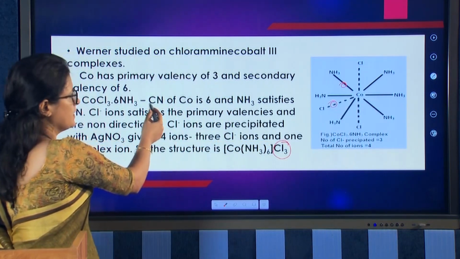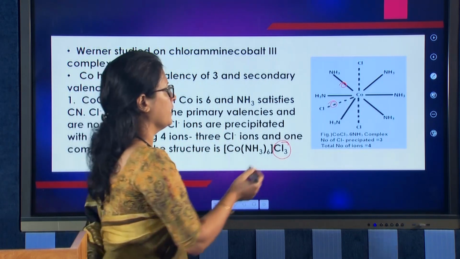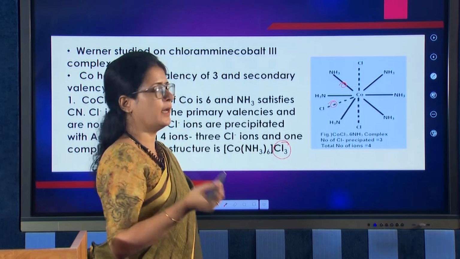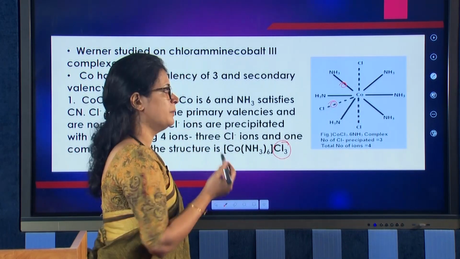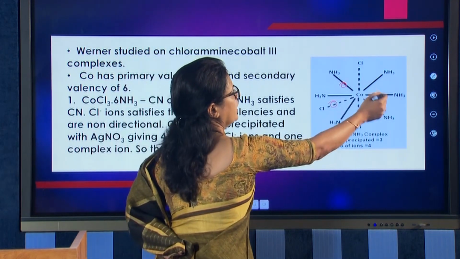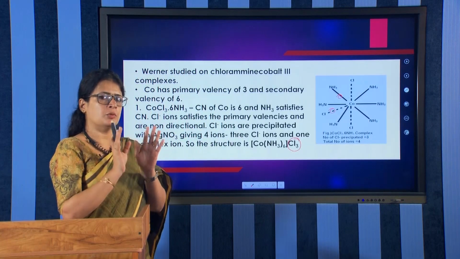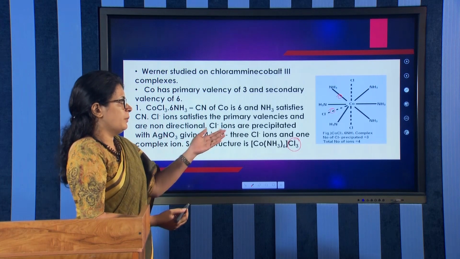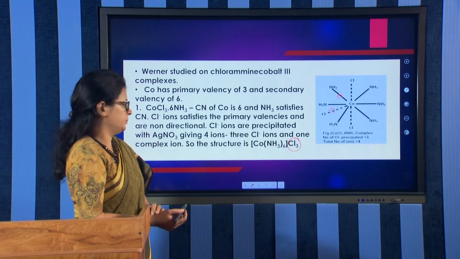You know that 6 is the coordination number, 6 ammonia molecules satisfy the secondary valencies, and 3 dashed lines or dotted lines are there. They show the primary valency. They are non-directional, but these are directional, they will be oriented in fixed positions, and that determines the geometry of the complex. Number of chloride ions precipitated is 3 and total number of ions is 4.